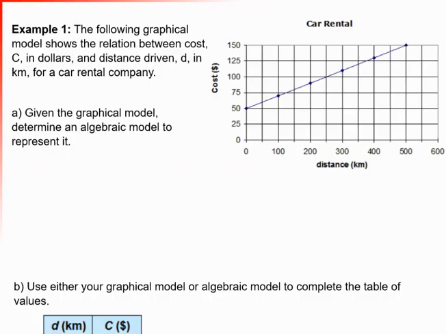Okay, so let's have a look at this first example. The graphical model shows us the relationship between cost C and the distance driven D in kilometers for a car rental company. Given the graphical model, determine the algebraic model to represent it. So I want you to pause the video and try that out. Figure out your initial value and your slope.